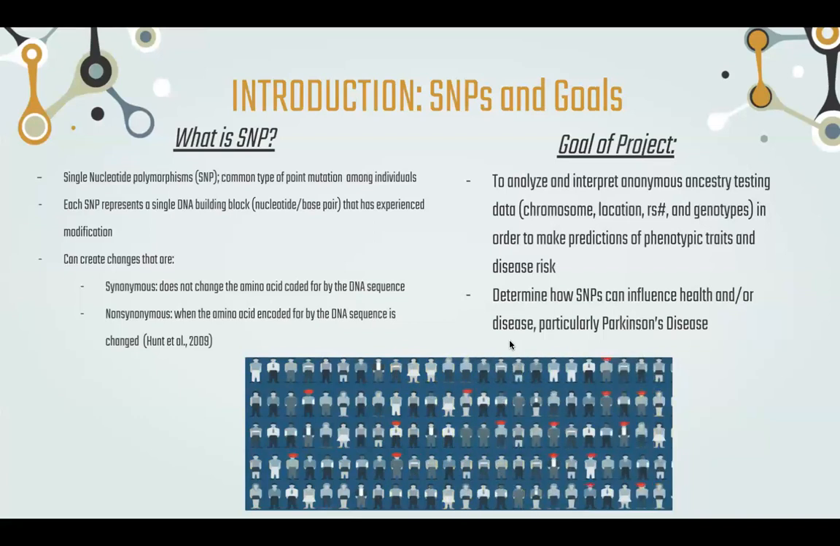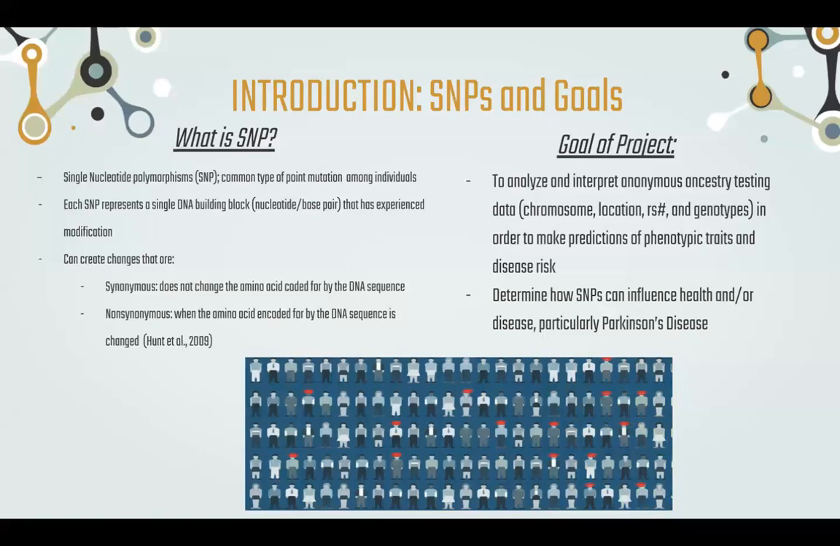So to start off, what is SNP? SNP is a single nucleotide polymorphism. It's a common type of point mutation among individuals. Each SNP represents a single DNA building block, such as a nucleotide or base pair, that has experienced modification. These can create changes that are synonymous, that do not change the amino acid coded for by the DNA sequence, or they can be non-synonymous, when the amino acid encoded for by the DNA sequence is changed.